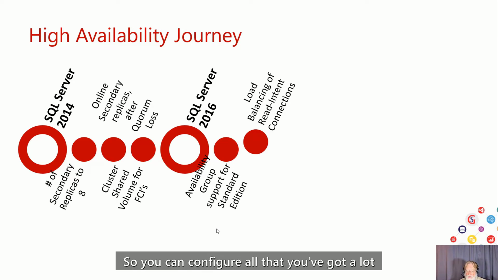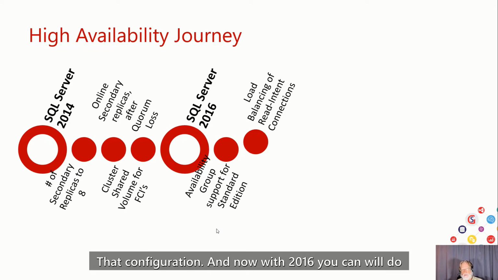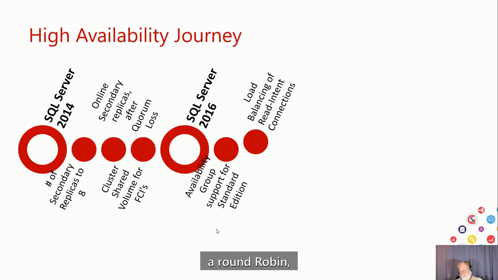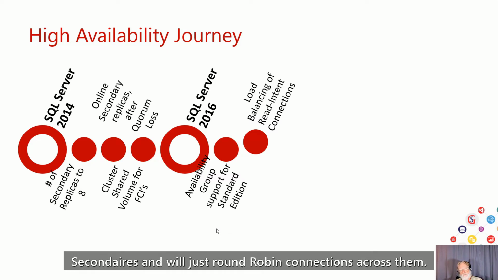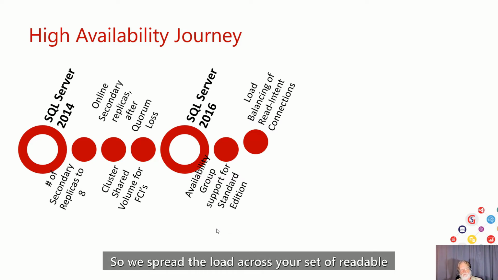So you can configure all that. You've got a lot of flexibility and power in that configuration. And now with 2016, we'll do a round robin. We'll get the set of readable secondaries, and we'll just round robin connections across them. So we spread the load across your set of readable secondaries.